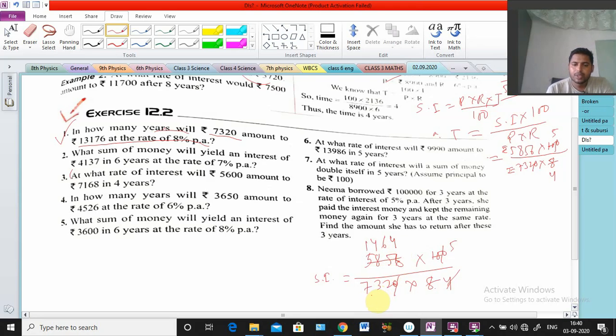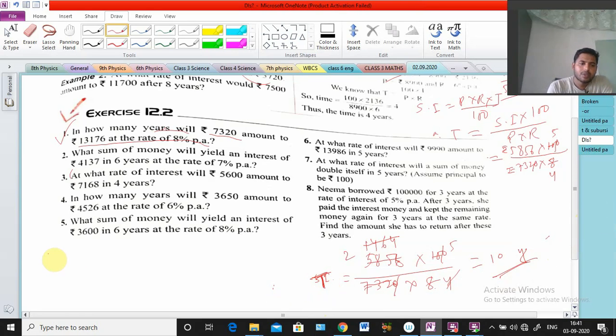Okay, next, 732 and 1464. 732 2 is 1464, because 7 2 is 14 and 32 is 64. So 2 into 5, what? 10 will come. Oh no, sorry, here we find out t, that one will be t. So it means we are getting 10 years. T equal to 10 years. Clear or not?